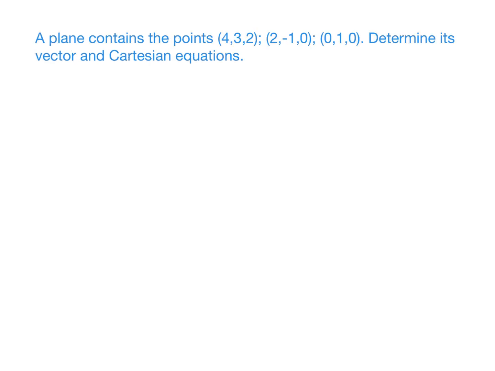So here we have 3 points in 3 dimensions. As long as they're not collinear, there will be a unique plane that contains them all. What we need to be able to do is find the equation of such a unique plane, and we will find both its vector and its Cartesian equations. To start with, we are going to label the points capital A, B, and C. Each is associated with a vector. So vector A is just going to be 4i plus 3j plus 2k, and similarly for B and C.